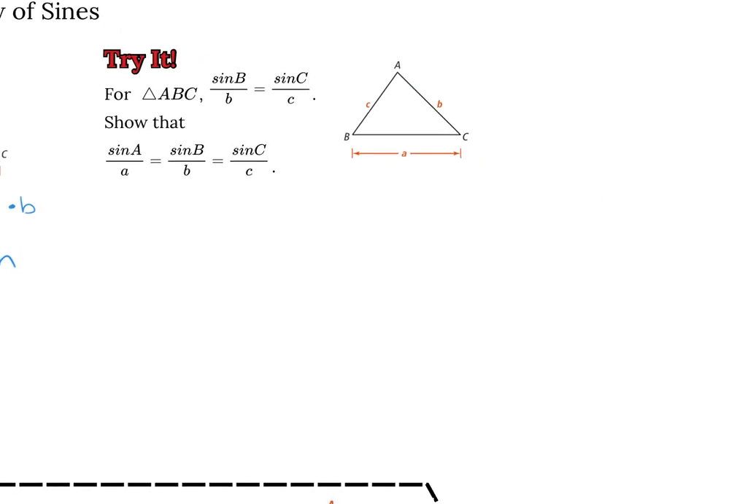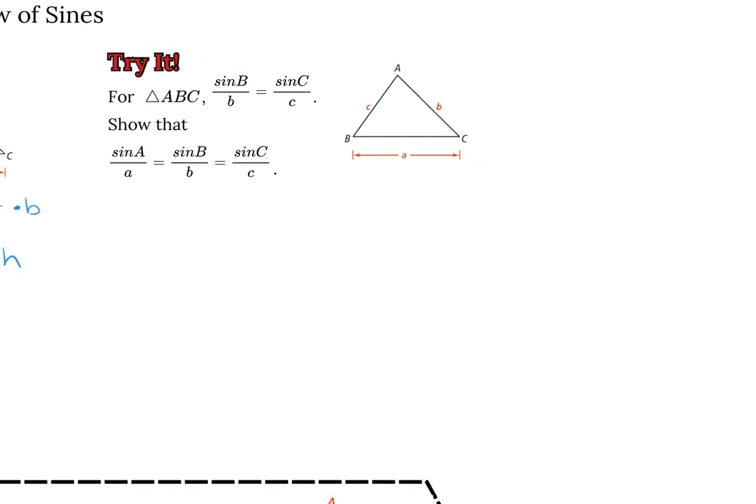Okay, let's look at the next example. For triangle ABC, sine B over B equals sine C over C, which is what we just determined in our first example. We want to show that sine A over A equals sine B over B equals sine C over C. For this one, we're going to construct our altitude off of vertex B. My altitude would be roughly right there. This forms a 90-degree angle, and I'm going to name that altitude K.